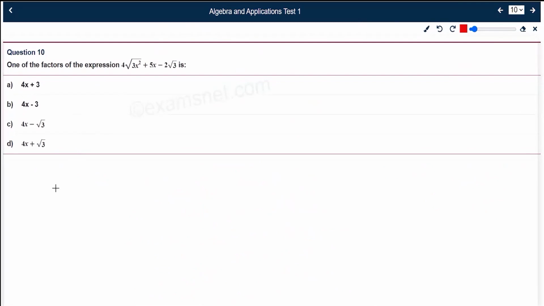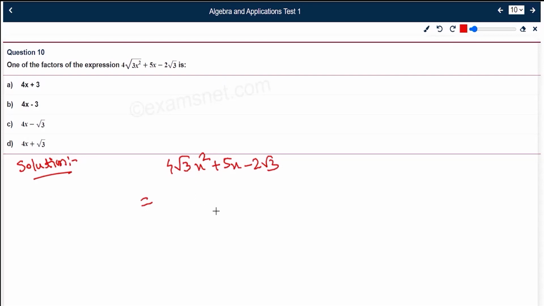Number 10. One of the factors of the expression 4 root 3 x square plus 5x minus 2 root 3 is, there are 4 options given, and we need to find the factors. One of them will match with any of these 4 options, correct? So in order to find the factors, we need to do the factorization of this polynomial, and there are many ways to do that, but we will do that by the middle term method.